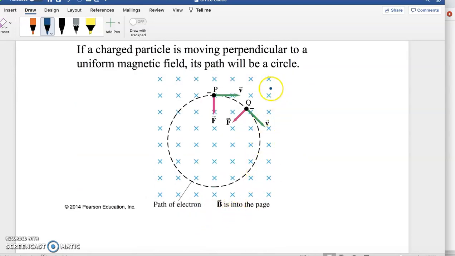What is this? This is the blue. The blue thing is the direction of the magnetic field, and it is into the page. This is into the page, this is out of the page. So it's into the page, and the velocity is to the right. Assume first of all that the charge is positive.